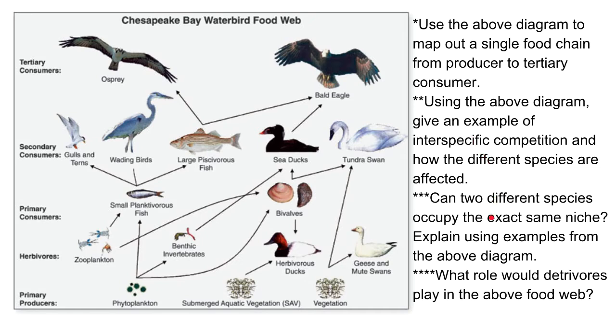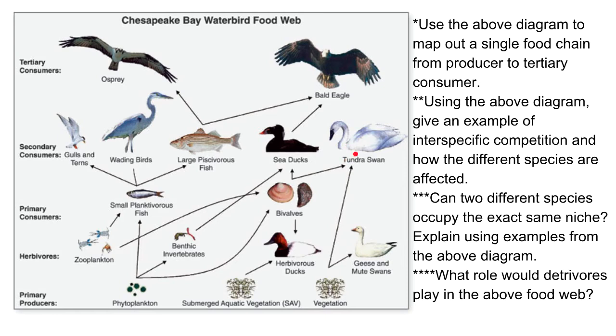Now, the next question is, can different species occupy the same niche? And again, niche is not just habitat and not just what it eats, it's the combination of its entire role in the ecosystem. So you can't have two things doing the exact same job. If sea ducks and tundra swans were both nesting in the exact same locations, eating the exact same things, one would outcompete the other, or they'd have to use resource partitioning.